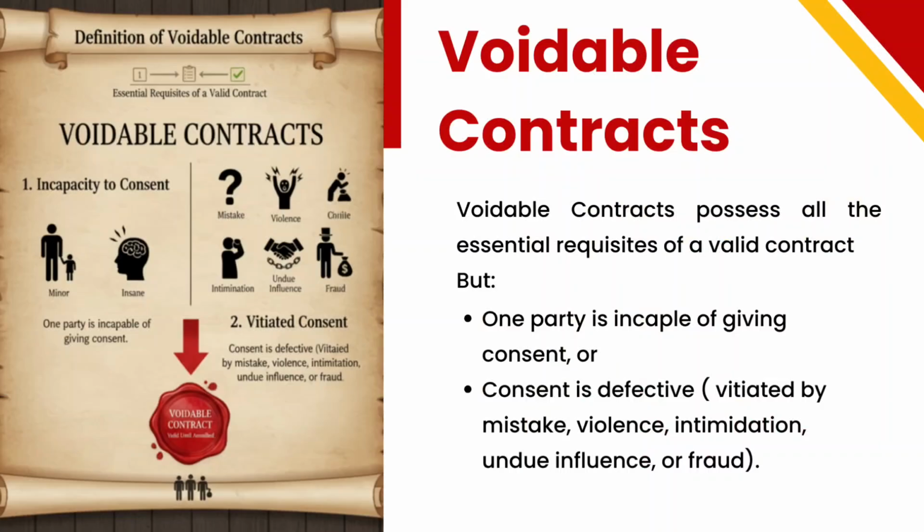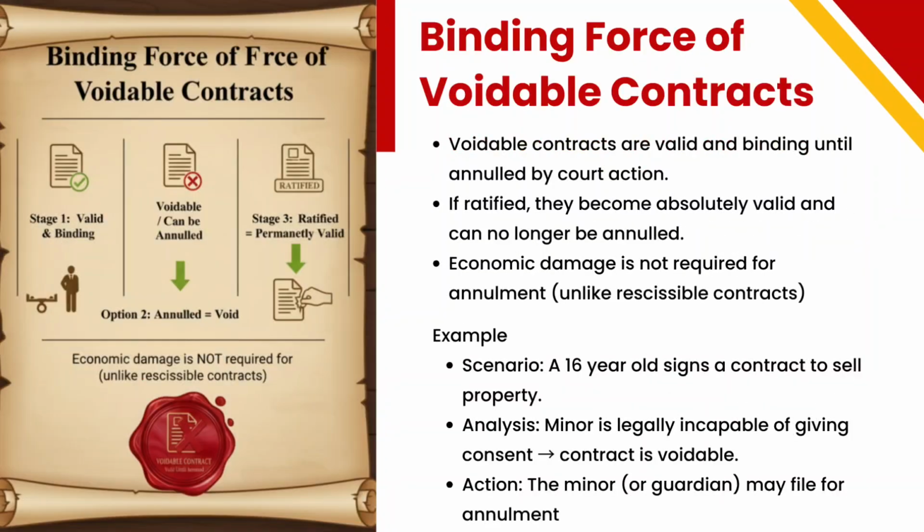Meaning of voidable contracts. Voidable or annullable contracts are those which possess all the essential requisites of a valid contract, but one of the parties is incapable of giving consent, or consent is vitiated by mistake, violence, intimidation, undue influence, or fraud. Binding force of voidable contracts.